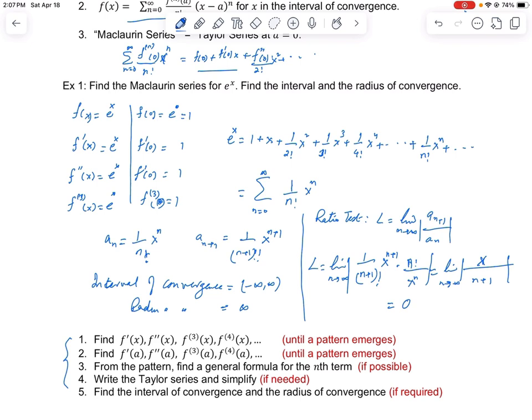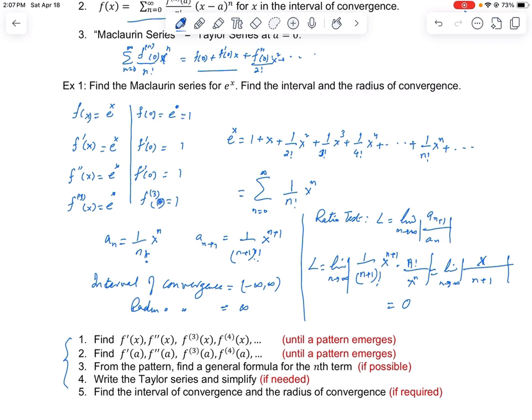Note here that in order to find the Maclaurin series or Taylor series, we start by taking the derivatives of the function. How many derivatives? That depends on when you see a pattern. Until a pattern emerges, you should keep taking the derivatives.